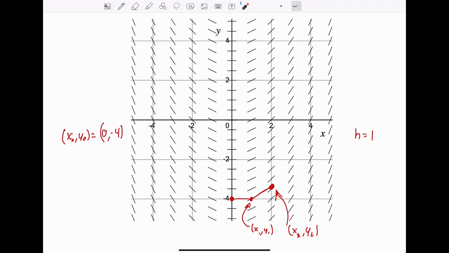Now we do the same thing, we just repeat the process. Move in the direction of the slope field, so now I have a bit steeper of a slope. We're still just moving a horizontal distance of 1. But we move parallel to these lines, so something like that. That's going to be the new x value.